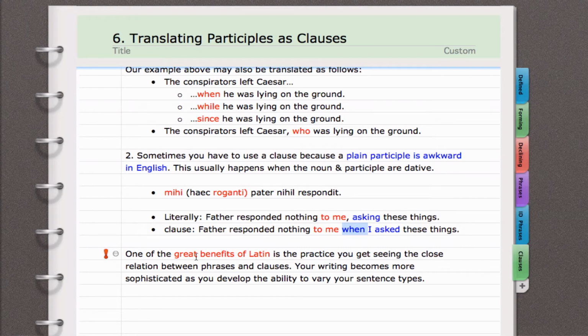I think I've got to say that one of the great benefits of Latin is understanding participles, and it's the practice that you get when you see the relationship between phrases and clauses. And this substitution, making the choice between when, while, since, and who, and substituting those for a plain participle, that practice gives you the ability to vary your sentences in your own writing, and makes your writing more sophisticated and more interesting.